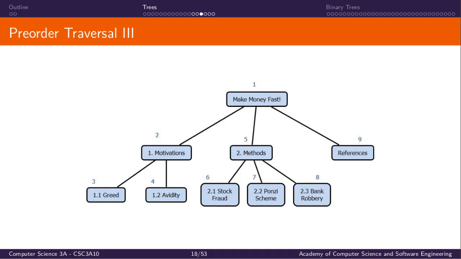So how to print it out, I would say, make money fast, the title of our document. The first section is motivations, and then within that, there's 1.1 greed and 1.2 activities. It would print title, subtitle, and those bodies of text within that. Then we'll move to the second subtitle, methods, print that subtitle, then print each of the bodies of text within that. 2.1 stock fraud, 2.2 Ponzi scheme, 2.3 bank robbery. Then it would visit the last child of the root. It would visit it, then all of its children, but it doesn't have children, so just those references are printed there. All right, now you understand that.